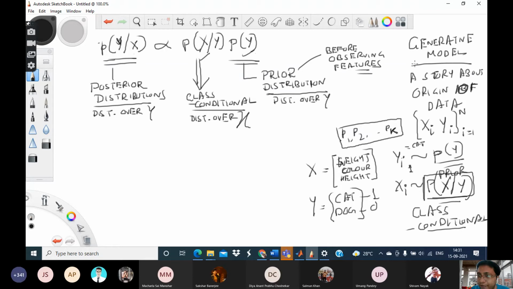But this way of telling a story is called the generative model, and it's an important aspect of machine learning. Of course it is not correct that a data set was created like this, but if you make these kinds of assumptions, then it enables you to solve many problems quite easily. Okay, so this is what is known as the generative model.